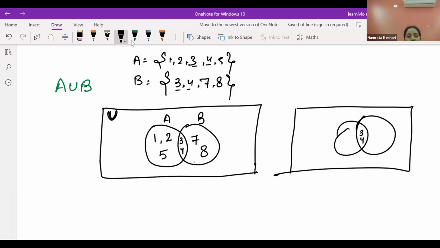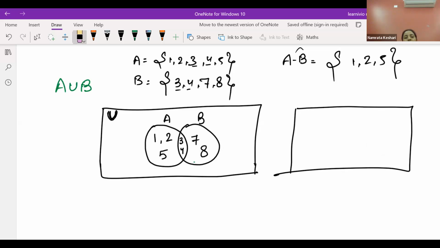Then if A minus B is there, that means elements of A, but they should not be in B. We don't want B's elements. So 1, 2, 3, 4, 5 are the elements of A, but 3 and 4 are there in B, so we will exclude those. Only 1, 2, 5. Right? Yes, ma'am.